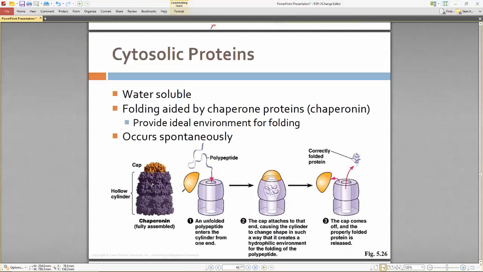So cytosolic proteins, what are they? Well, they're water soluble, and their folding can be aided by chaperone proteins. So chaperone proteins basically provide the ideal environment for folding, and the folding occurs spontaneously. So the polypeptide chain comes through here, goes into this chaperone protein, and then the chaperone protein is capped, the protein is folded, and then it's kicked out, and it's ready to go.